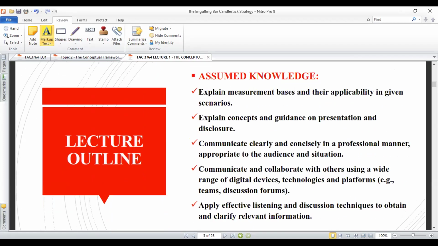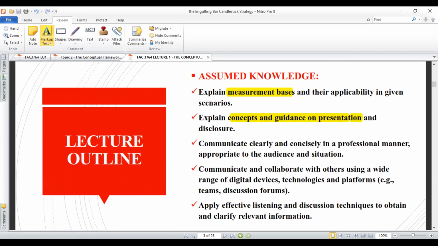And it goes further to explain the measurement basis, which is where I mentioned the historical costing model, the fair value model, which is also commonly known as the carrying value model. We're going to talk about that later. And then they explain the concept and guidance on presentation and disclosure. How do you present assets in the statement of financial position?